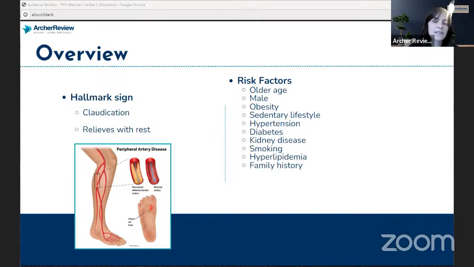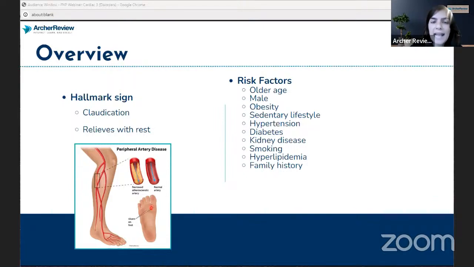The hallmark sign is claudication. So you're going to have patients coming in saying, you know, I've been going for walks and I get cramping in my lower legs, and I'm not quite sure why, but then it goes away when I rest. What is that? So if you hear the patient saying they're getting cramping or that claudication in their lower extremities that goes away with rest, that should make you think PAD. So this is likely peripheral artery disease.